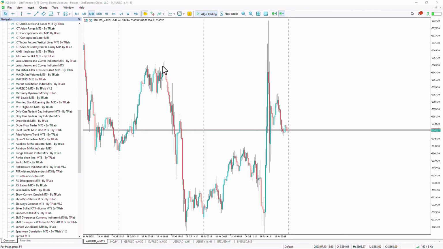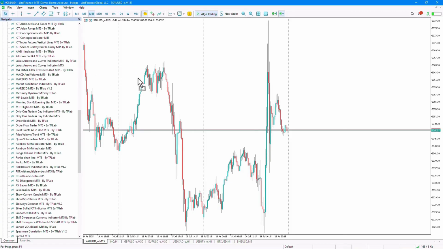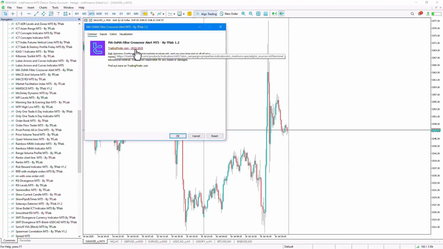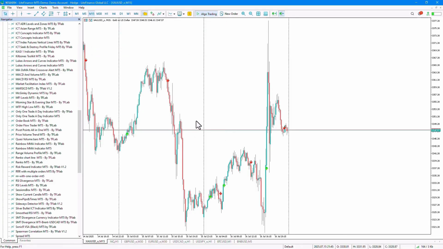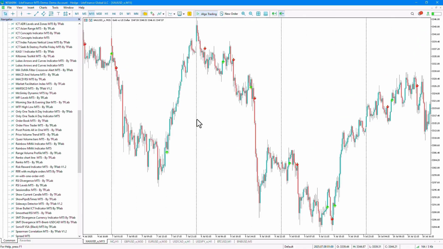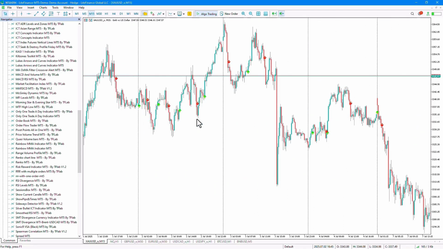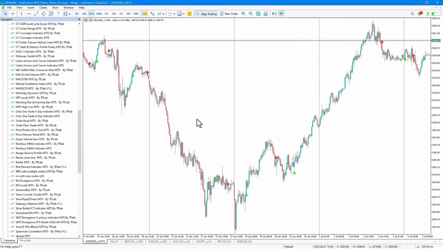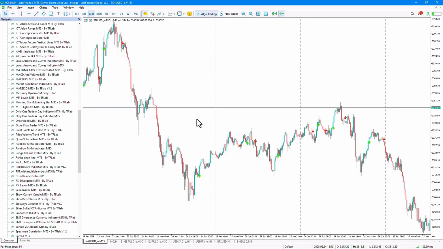From the navigator section, we select the indicator file, and by dragging the file onto the chart, we run the indicator. Once the indicator is placed on the chart, it starts displaying signals on the price chart. Traders can use these trading signals to enter buy or sell trades in the market.